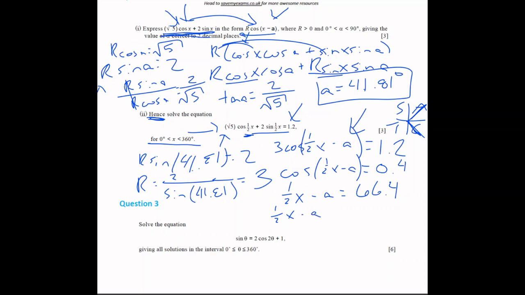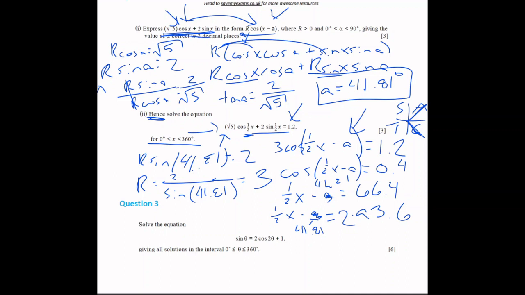So 1/2 x minus a. Oh, I do know a. A is 41.81. I just forgot to write that. Equals 293.6. So I'll just write over it right now. 41.81. That is messy. 41.81, that's right there. So now I can just solve this like an algebraic equation.